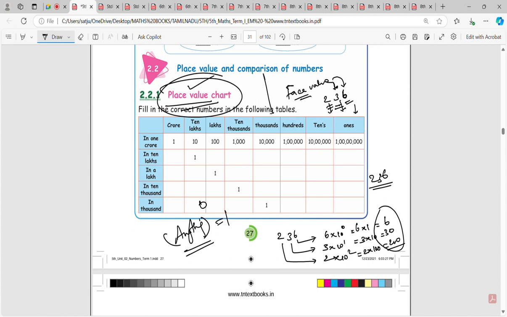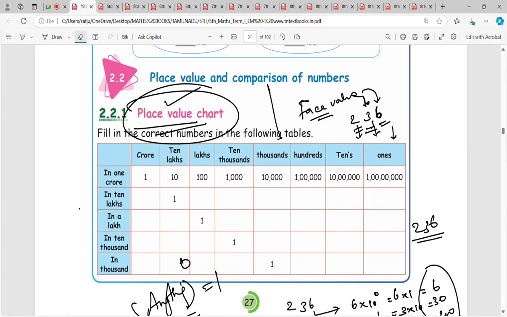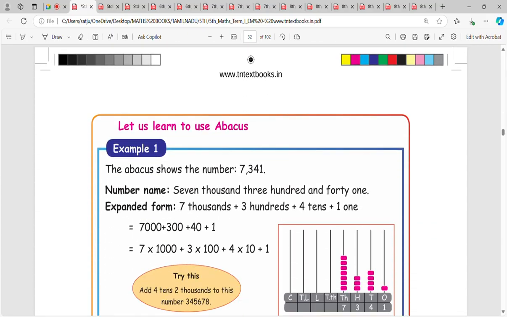Now next here. Does anybody want me to zoom the screen, or is it fine? Or is a little bit of zoom required? Yes, sir, a little bit of zoom. Fine, sir. Okay, very good. If you say you can manage, then fine.